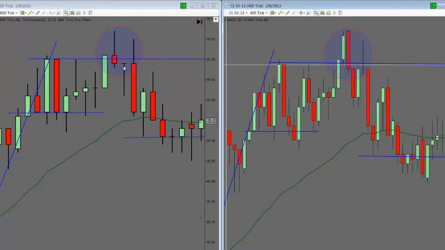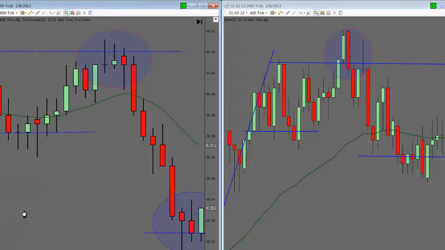Look at this chart. It looks like it's gone up. It fails, and right here it goes up again, fails. If you entered right under here, the entry price is 96.48. Same price, except on a different chart. Okay, so that's another way to look at it. This is a 400 tick.